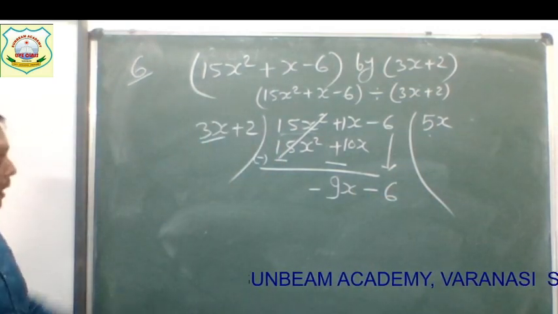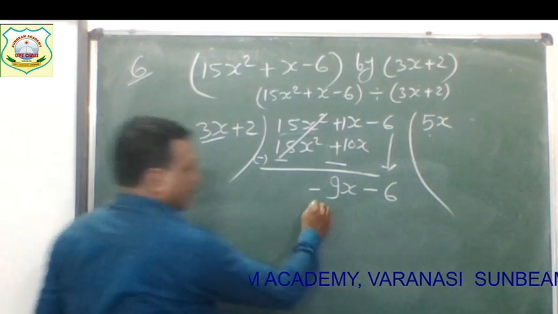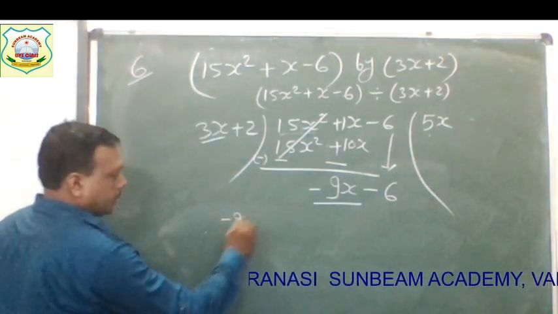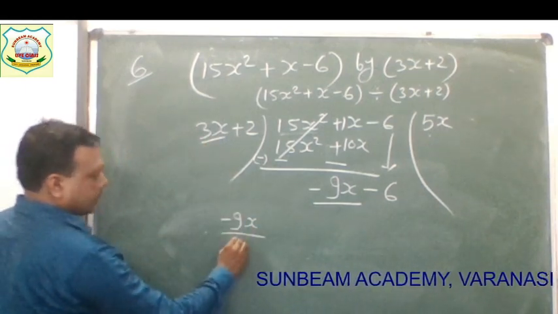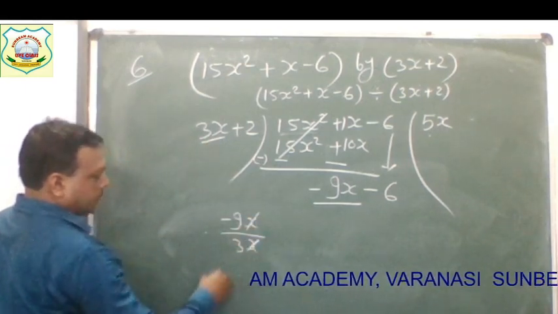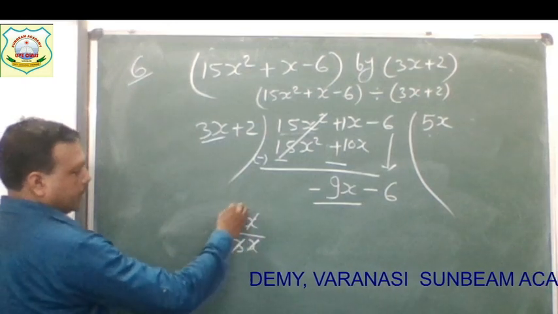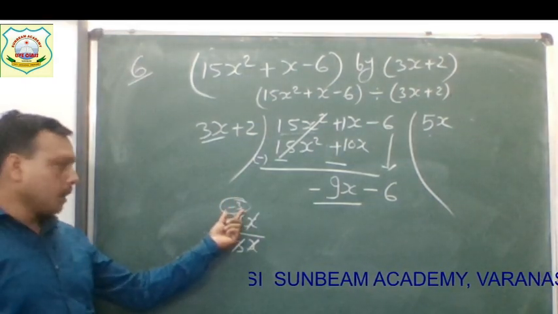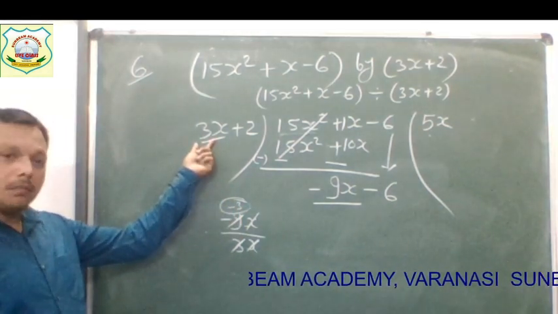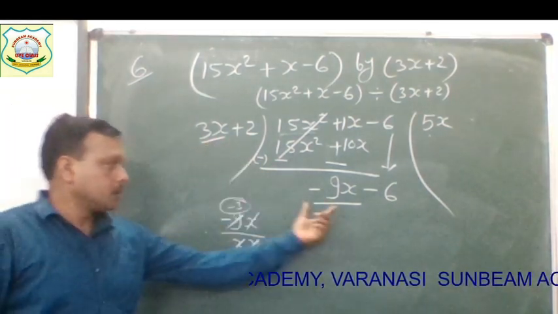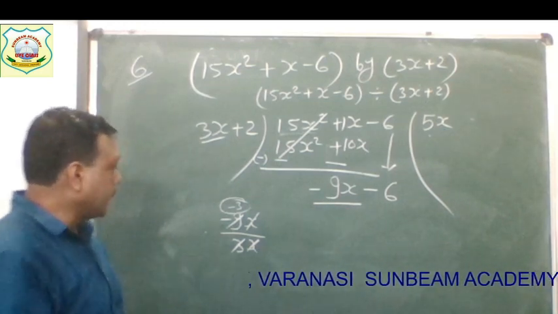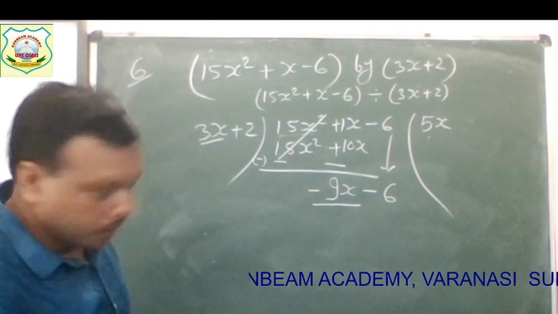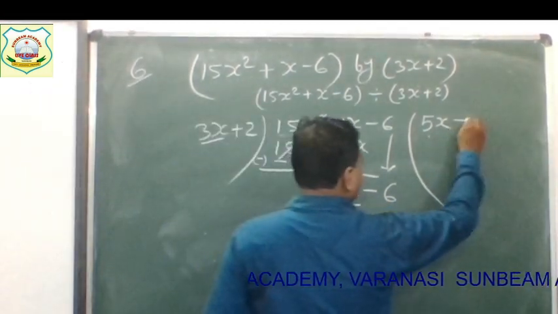Clear students? Till here 3x, now minus 9x. Again we will check minus 9x upon 3x. x will be cancelled. 3 times what is minus 9? Minus 3. Minus 3 into 3, 9. Minus 9x is equal to this one. So what we will take? Only minus 3. We will write here minus 3.